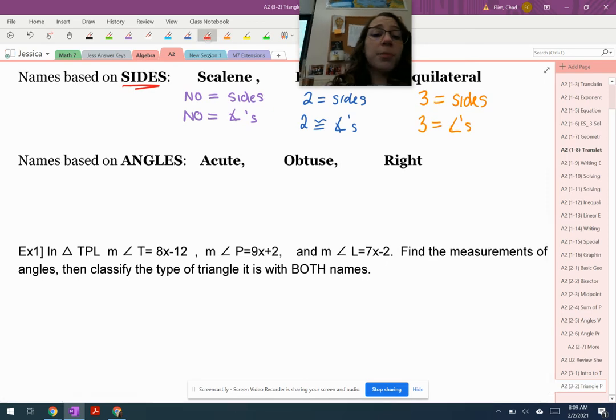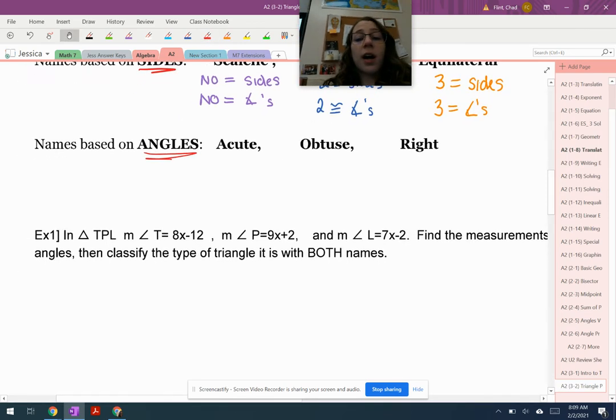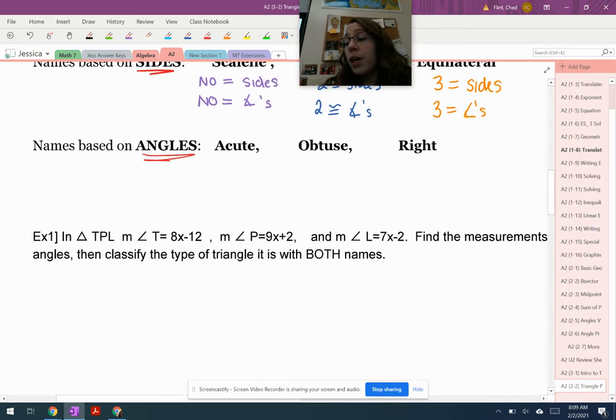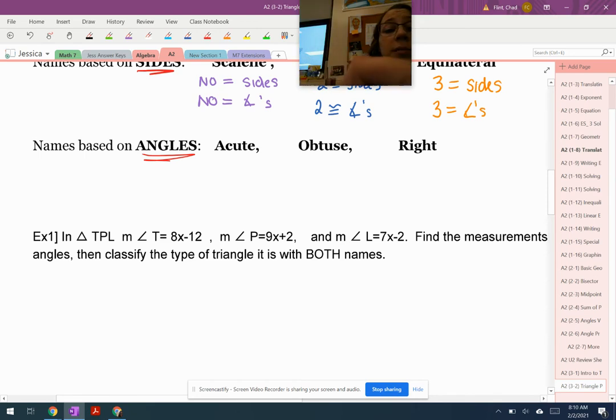The names that are based on angles are acute, obtuse, and right, and those are talking about the kinds of angles inside those triangles. So remember, an acute triangle simply means, let's go red, an acute triangle means that there are three acute angles. We don't need to spell out angles. And again, acute means less than 90.